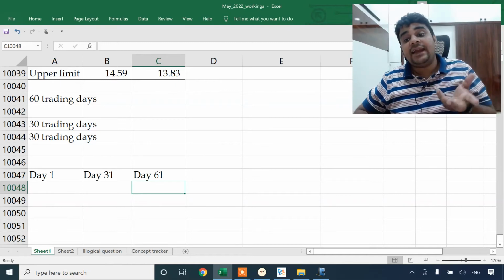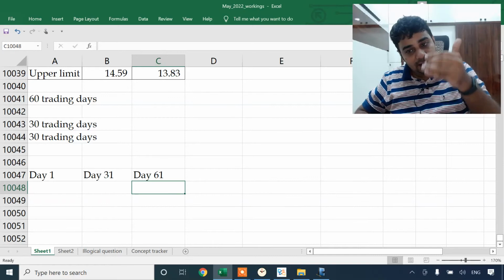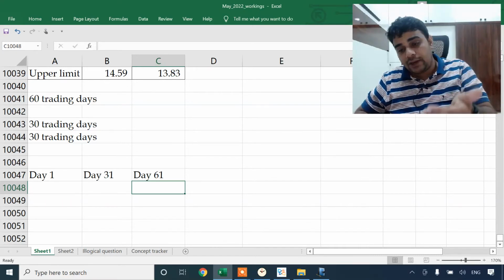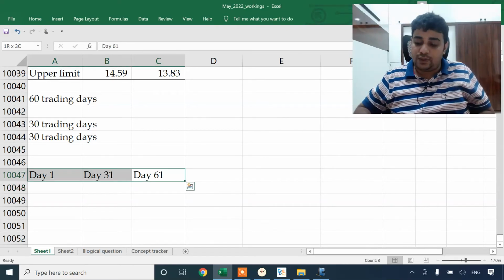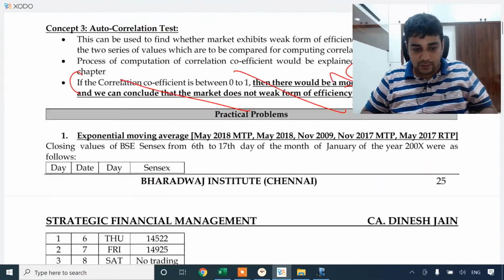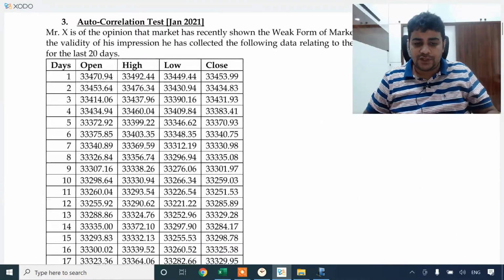If it's a high negative correlation, then whatever happened in day 1 to 30, the opposite of that has happened in day 31 to 60, and the opposite of that will happen in day 61 to 90. If there is very low correlation, it means there is no linkage at all. Let's do this now. The calculation is on the correlation coefficient, which we know.